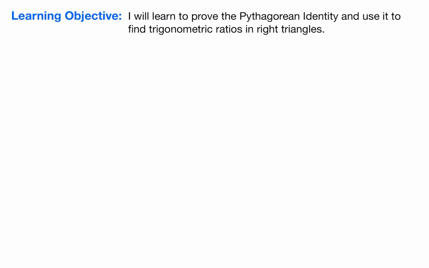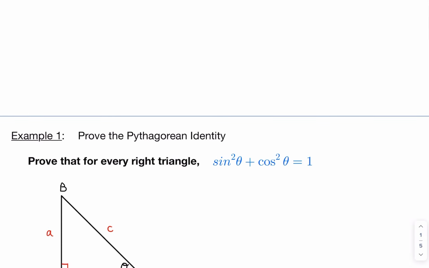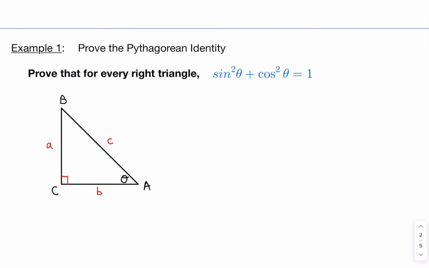All right, class, in this lesson, we are going to learn to prove the Pythagorean identity and then use it to find trig ratios in right triangles. So let's go ahead and get started. What we're going to do is prove that for every right triangle, sine squared of theta plus cosine squared theta is equal to 1.